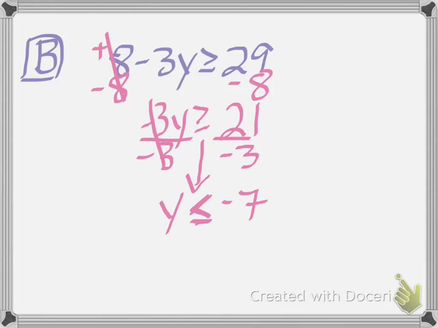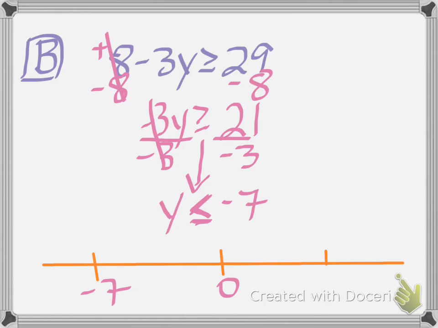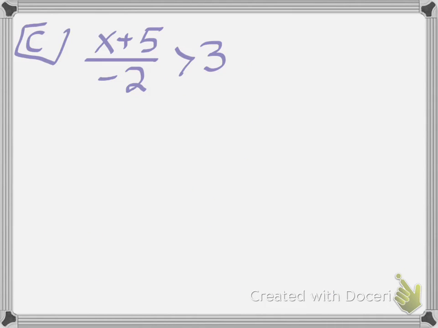That's negative 7. Let's again put it on our number line. 0, negative 7, positive 7. I'm at negative 7, and I'm closed circle, and I am less than it. Here's c. x plus 5 in the numerator, negative 2 in the denominator, is greater than 3.